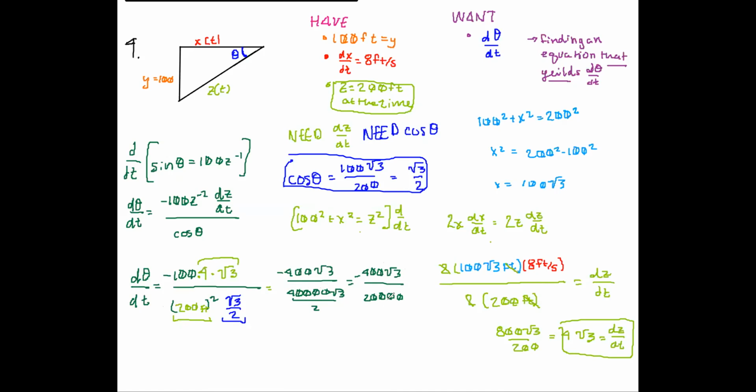Can we cancel out roots? Yeah, they're just numbers. So if these were both times root 3, and then 20,000 divided by 400 is 50. So this will simplify to d theta dt is equal to negative 1 over 50. Yep. That's one of the answers. That's not the one I got, but that is there.